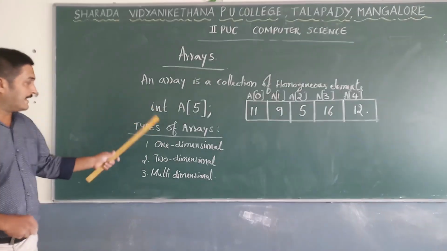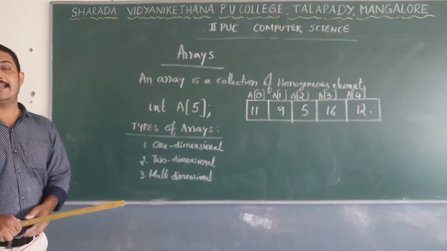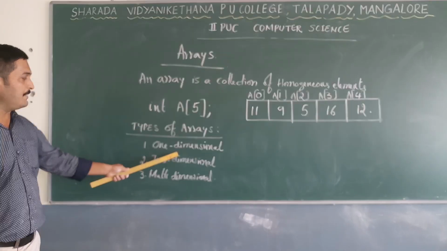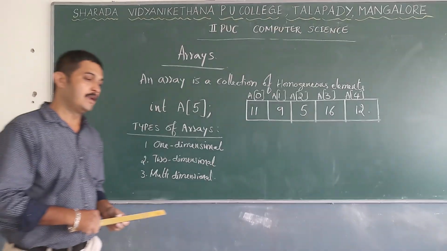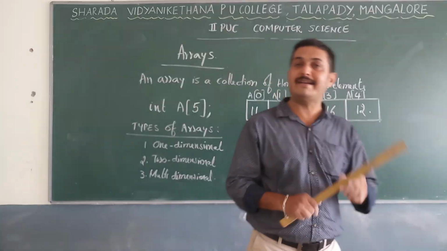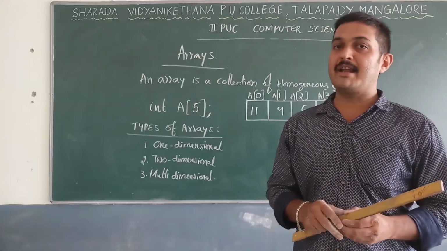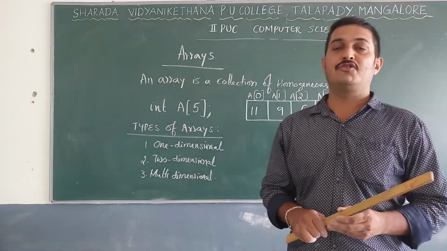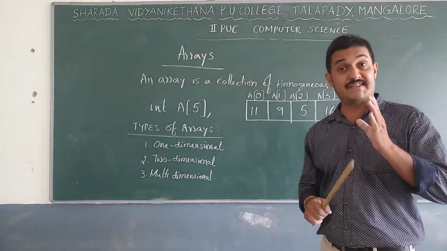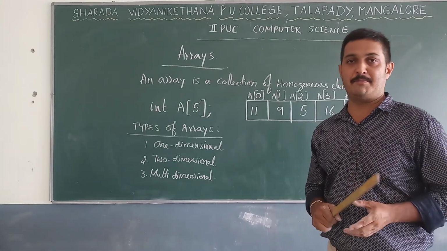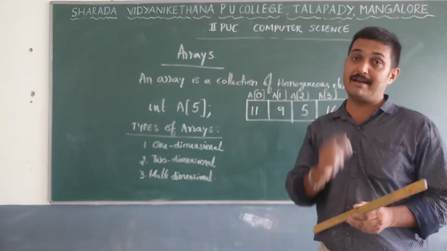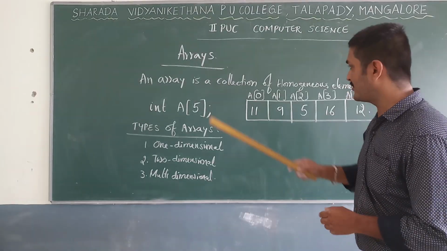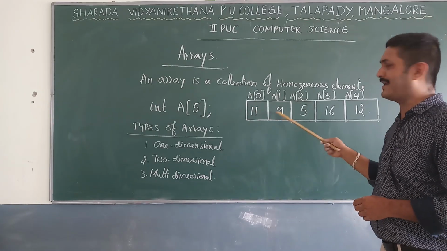So next, types of arrays. There are three types of arrays: one-dimensional array, two-dimensional array and multi-dimensional array. And this year we have to study about one-dimensional array. One-dimensional array means it's a collection of elements that share the same name, same type, but structured in one dimension. Structured in one dimension means here we have to specify only one index value. This example is based on a one-dimensional array.